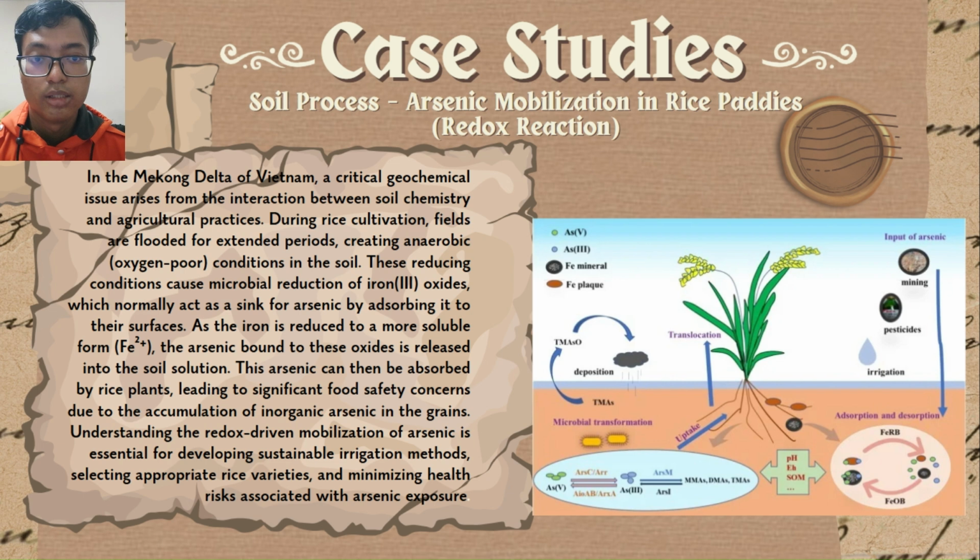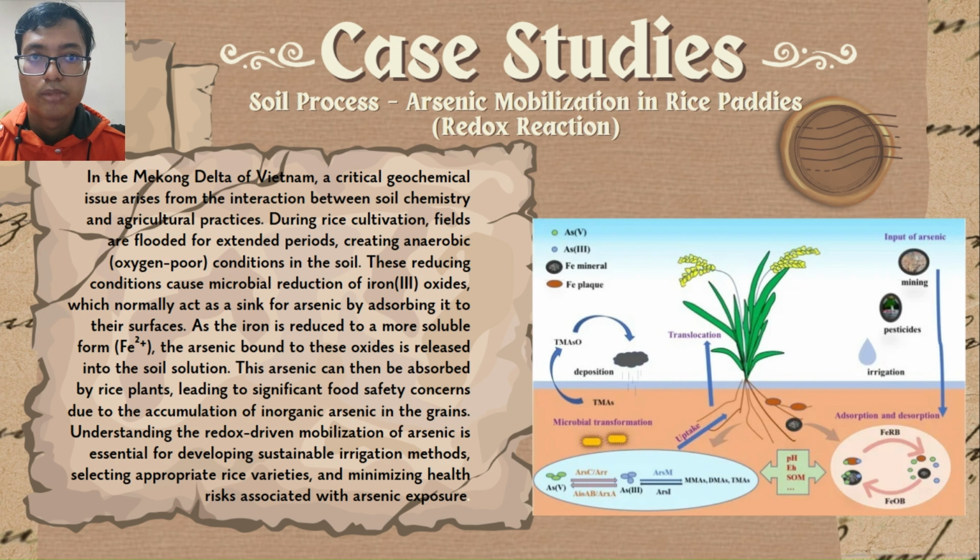During this period, usually the paddy is flooded for extended periods of time, creating anaerobic, or oxygen-poor, conditions in the soil, which cause a reducing condition that causes the microbial reduction of iron trioxide, which normally acts as a sink for arsenic by adsorbing it to its surface. As the iron is reduced to a more soluble form, iron 2, the arsenic bound to this oxide is released into the soil solution.